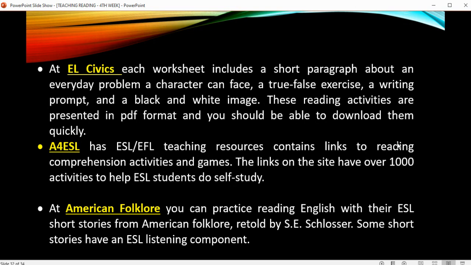The other one is American folklore. You can practice reading English with their ESL short stories from American folklore. Also, you read and also you familiarize yourself with the culture of the USA. Retold by S.E. Scholzer, some short stories have an ESL listening component. So here you can listen and read at the same time.